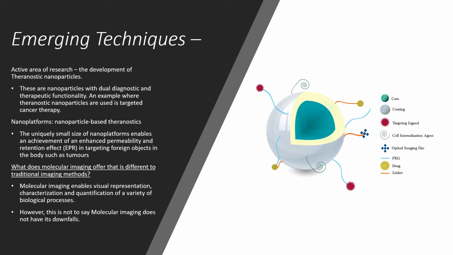What does molecular imaging offer different to traditional imaging methods? Rather than merely reflecting the anatomical changes from pathological tissue to normal tissue within the human body, which would only detect cancers once they have made visible change to a tissue, molecular imaging enables visual representation, characterization, and quantification of a variety of biological processes.